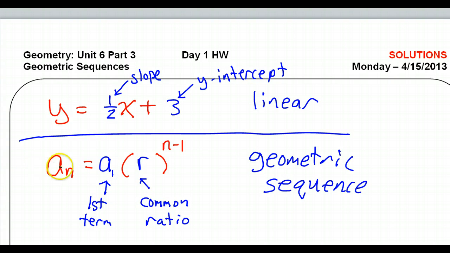So basically you need to memorize this equation the same way you memorize y = mx + b. For this unit, you need to memorize that each term in a geometric sequence, the equation could be a_n = a1 times r to the n minus 1 power. And the two things we need are the first term and the common ratio.